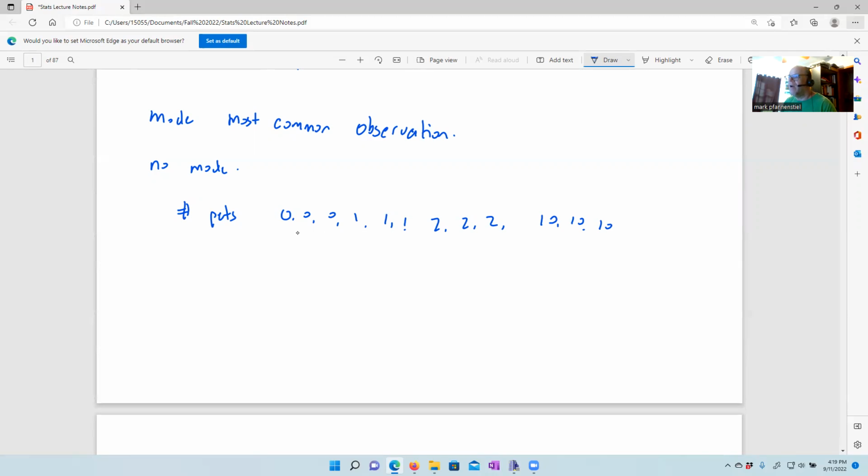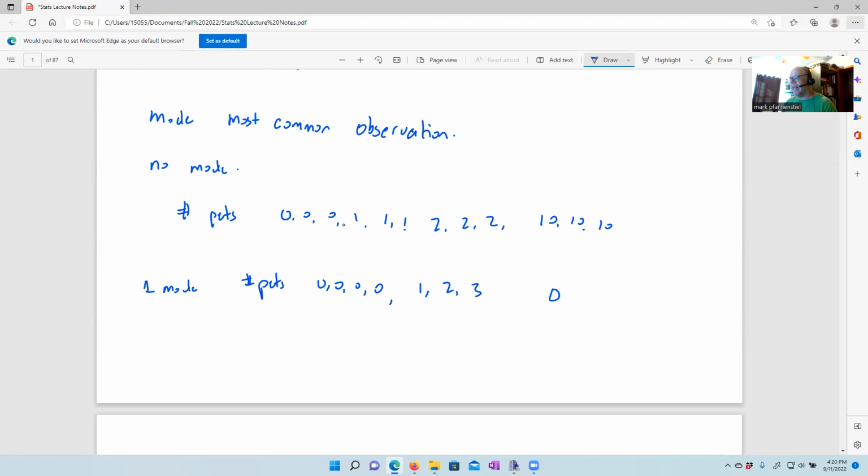We can have one mode. That's going to look like, again, the number of pets. I could have 0, 0, 0, 0, and a bunch of people that have maybe 1, 2, or 3 pets. In this case, we have one mode. It happens to be 0. 0 is the most common number found in the list. There's only one number that's going to do that, and that happens to be 0.